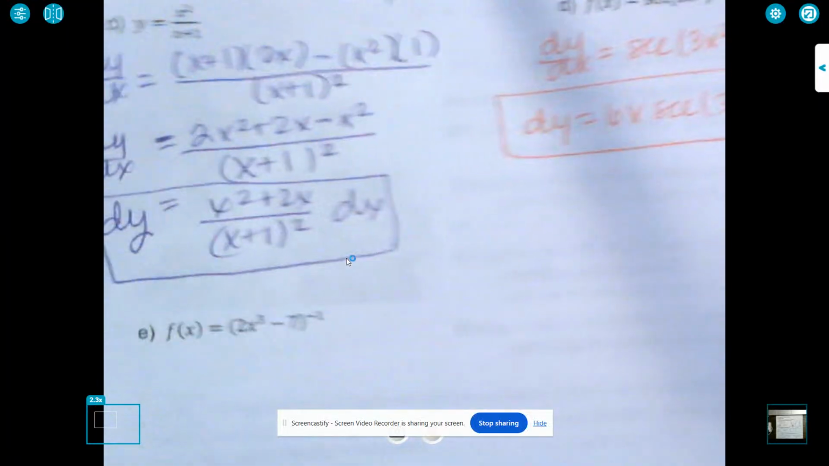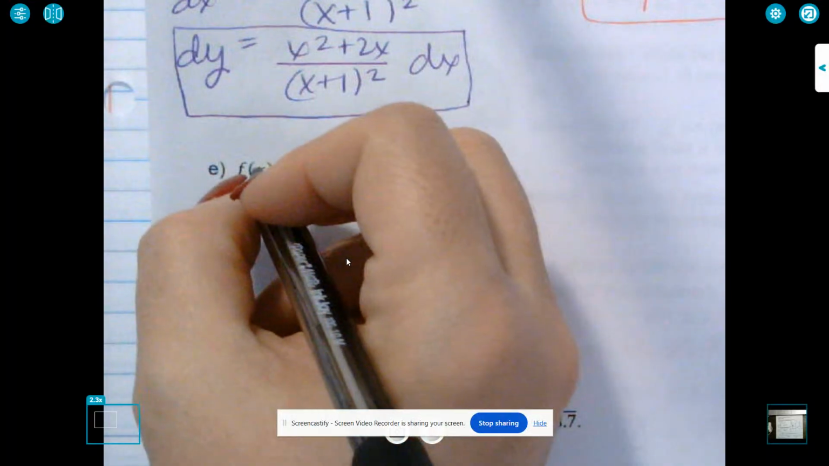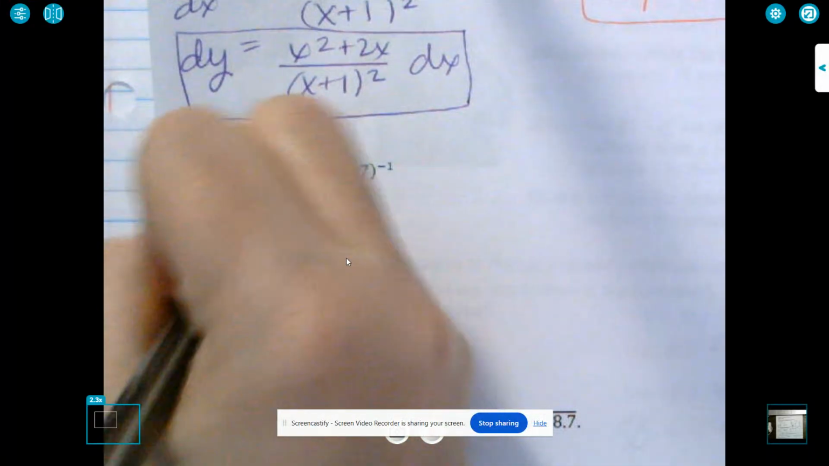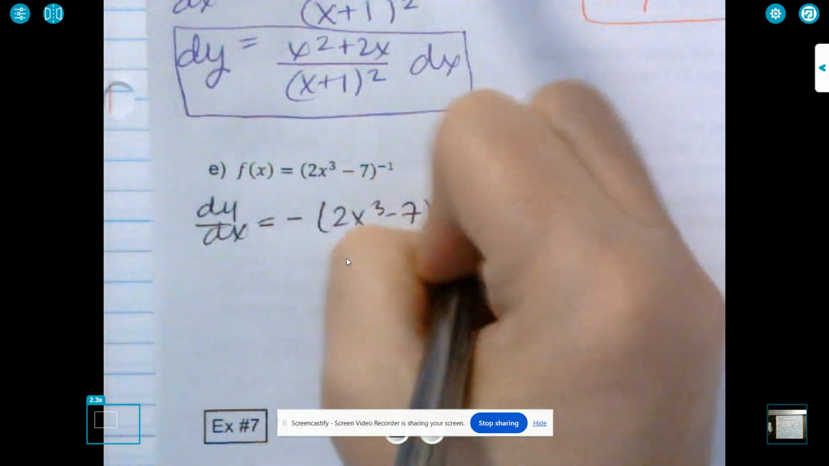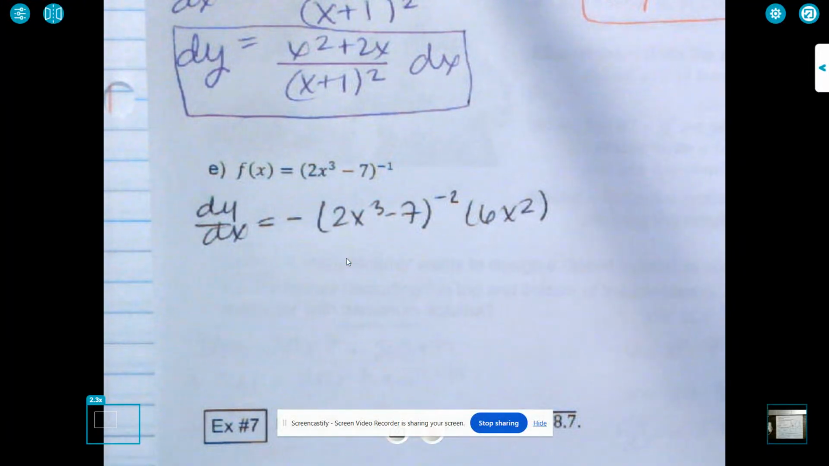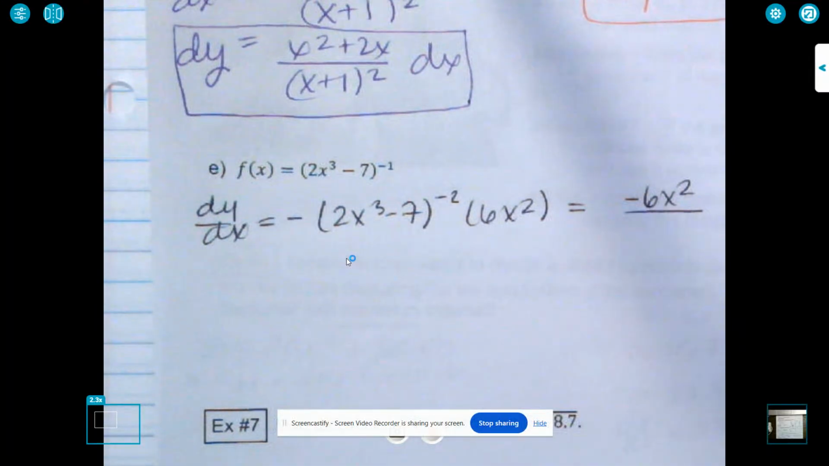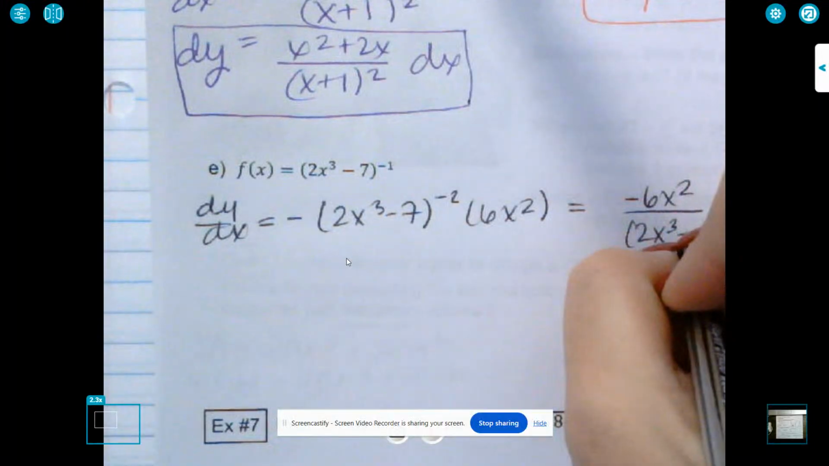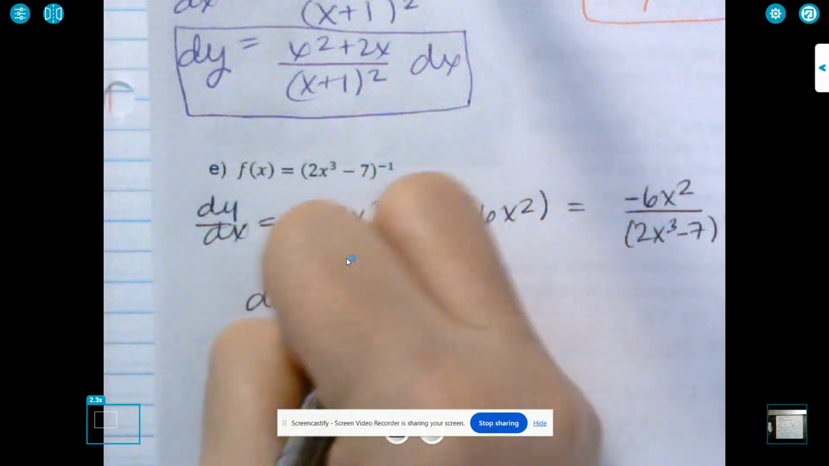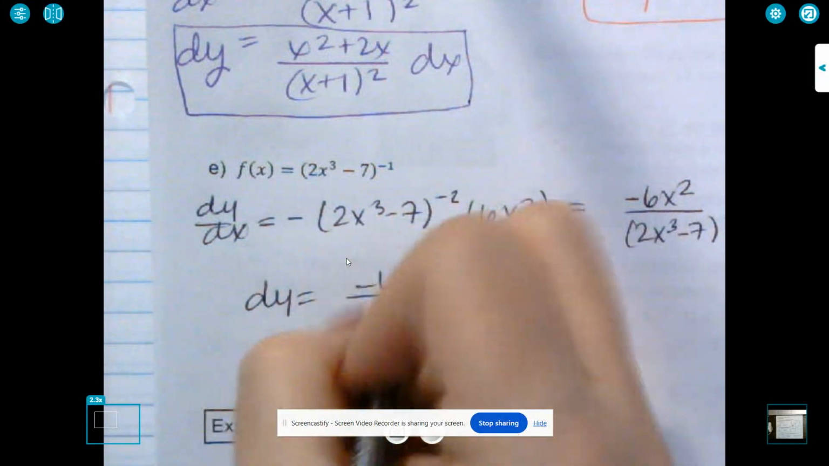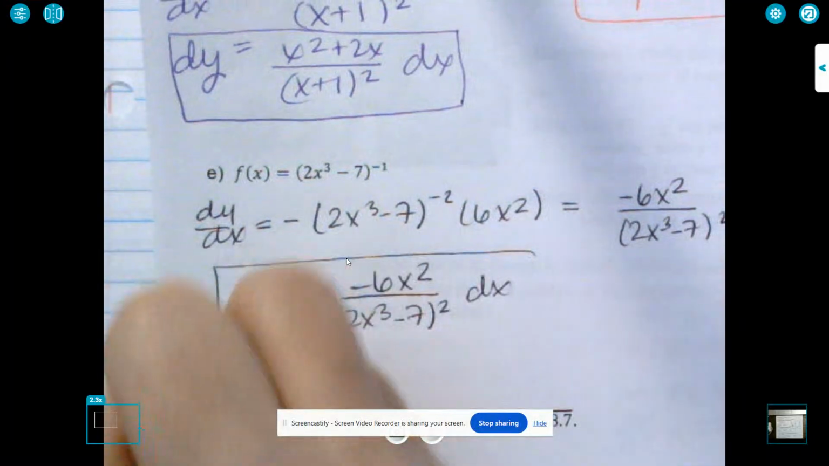All right, and letter E. So f of x is the same thing as y, so dy/dx equals negative 2 times (2x cubed minus 7) to the negative 2 times inside will be 6x squared. So we know that's going to give us negative 6x squared on the top and (2x cubed minus 7) squared on the bottom. So then dy just equals negative 6x squared over (2x cubed minus 7) squared dx.